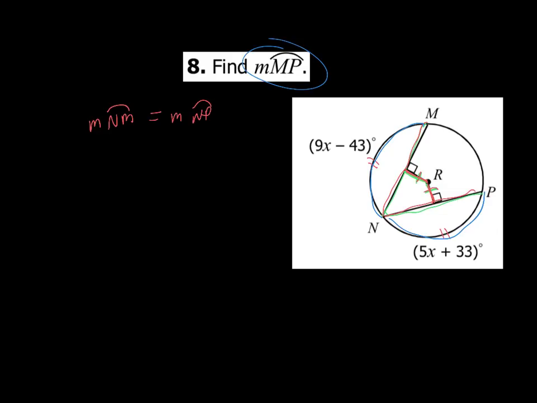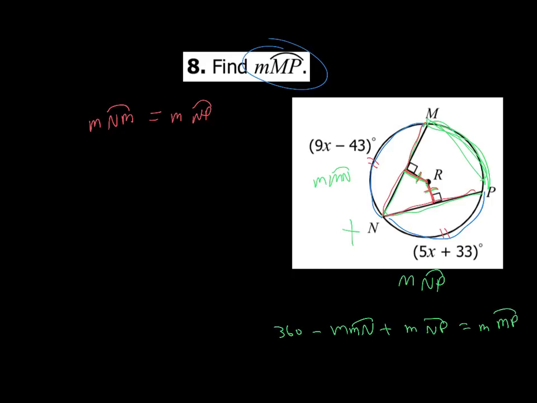Now, let's think about this for a second. MP is over here. So first I'm going to have to find MN, right? I have to find that. Then I'm going to have to find the measure of NP. And I'm going to have to add those two together. I'm going to take that measure of MN plus the measure of NP. When I add them together and subtract that from 360, I should be left with the measure of MP.